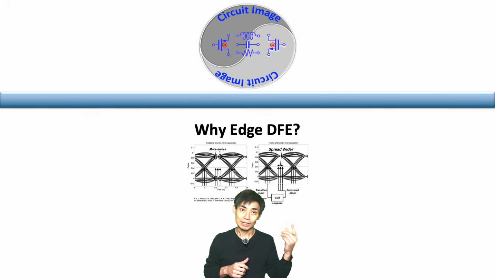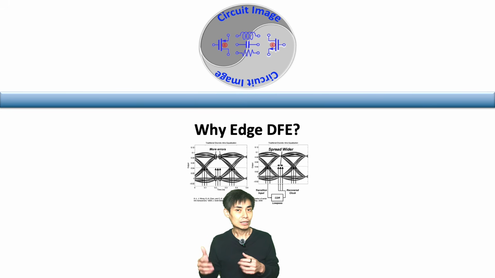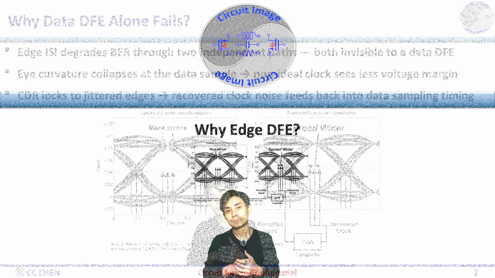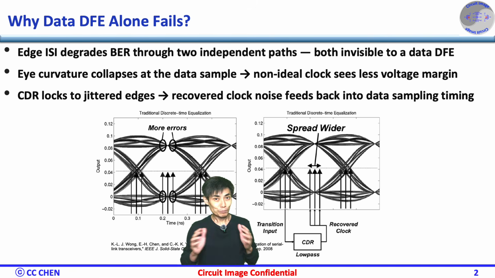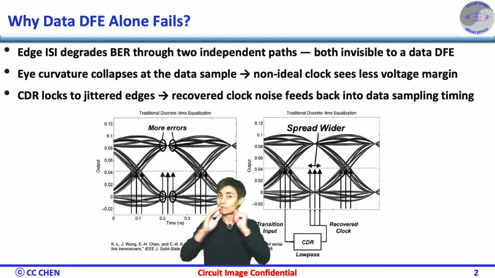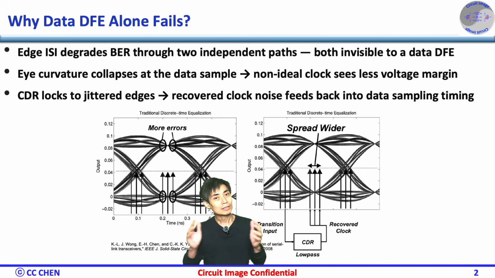Data DFE cleans the eye. Edge DFE cleans the clock information. A normal data DFE only cancels ISI at the data sampling point. The point is near the center of the eye. But the CDR does not recover the clock from the center of the eye. The CDR recovers the clock from the edge crossing.